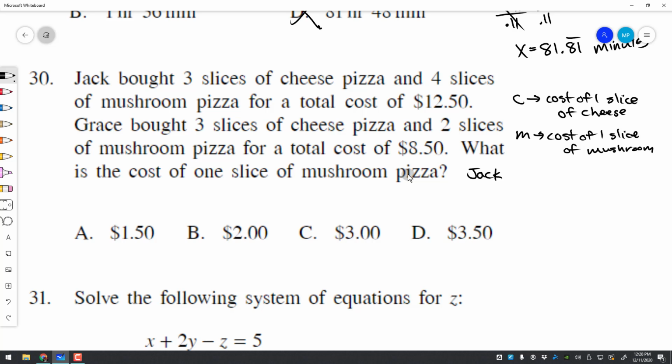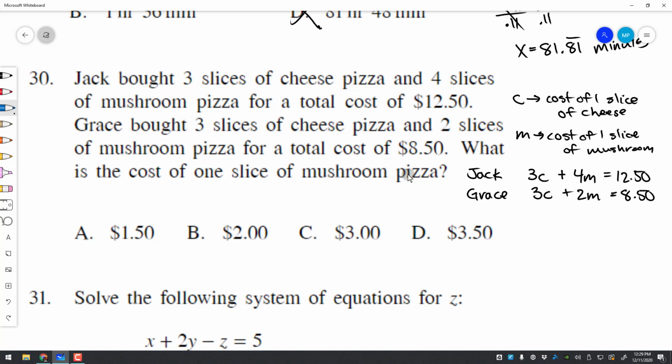3 slices of cheese pizza. So he paid 3 times the cost of 1 slice of cheese, because he got 3 of them. And 4 slices of mushroom. So 4 times the cost of 1 slice of mushroom. And altogether, his bill came to $12.50. Likewise, Grace bought 3 slices of cheese pizza and 2 slices of mushroom, and she paid $8.50. And so here is our system of equations.